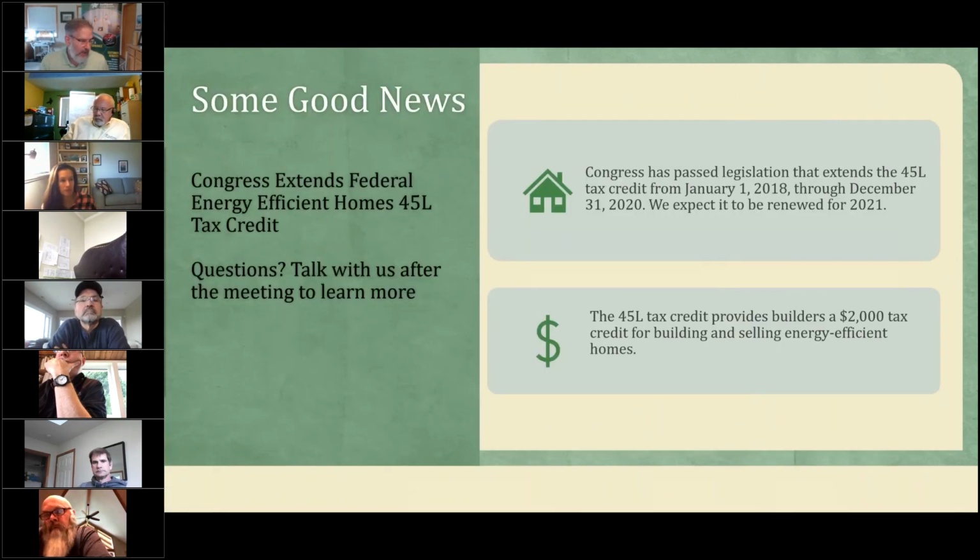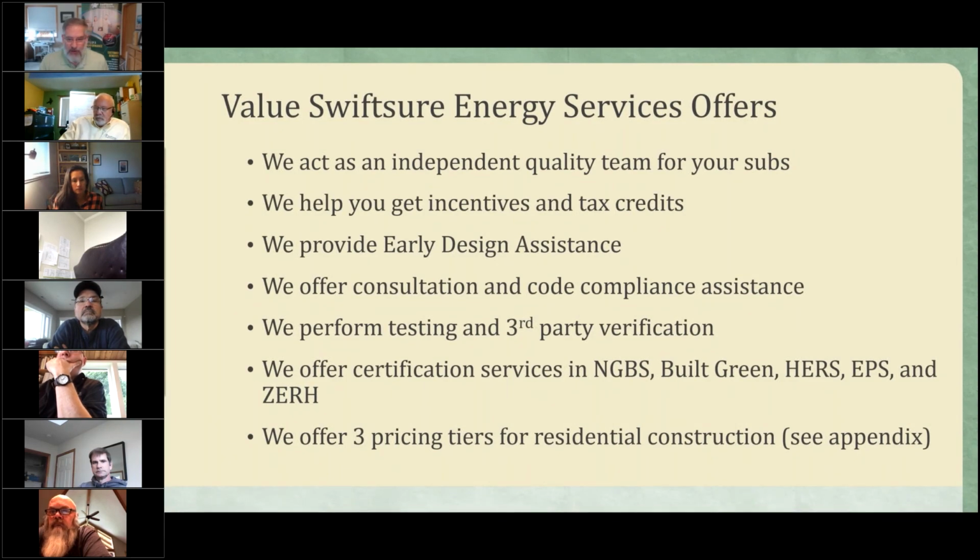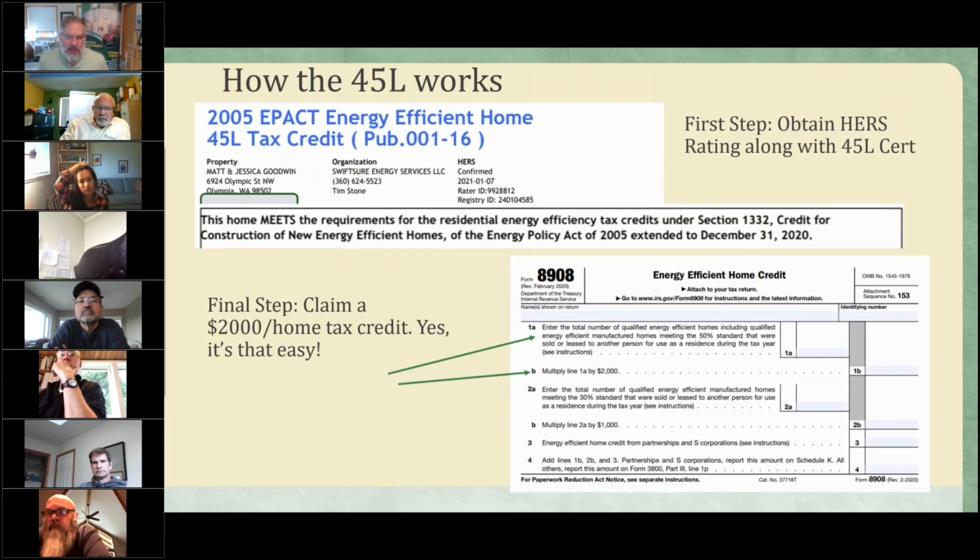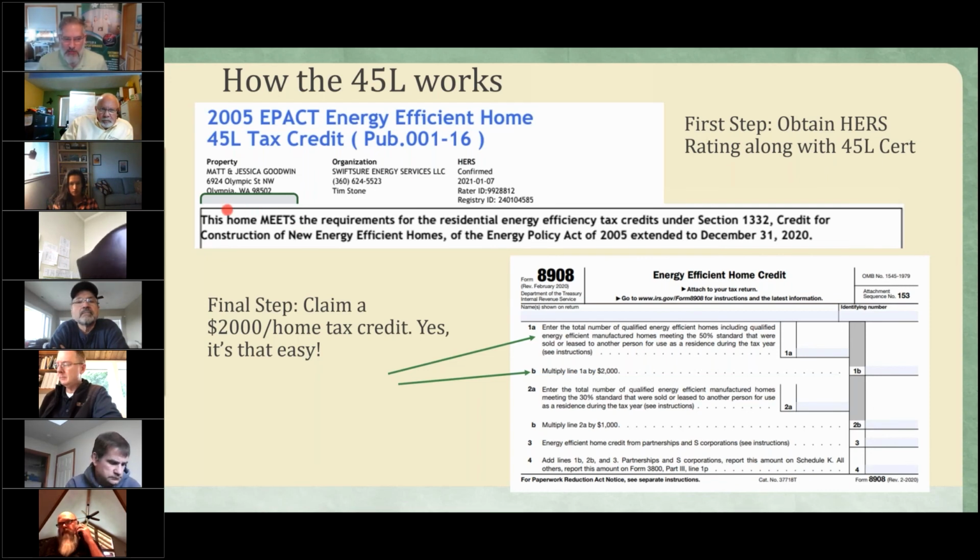Oh, I thought I had a slide for how. Oh, I got it out of order. So here's how it works. Basically, you get it from an energy rater who's done a HERS rating on a home for you. The HERS rating is required for this to occur. One of the reports that comes out of the HERS process is called the 45L tax credit documentation. And it comes up with a line here: this home meets the requirements for this credit. Then you have your CPA or your accountant or your bookkeeper fill out a simple form, 8908, which basically says how many homes did you build, multiply it by 2,000 and submit it. And you'll take a $2,000 tax credit per home on all your houses.